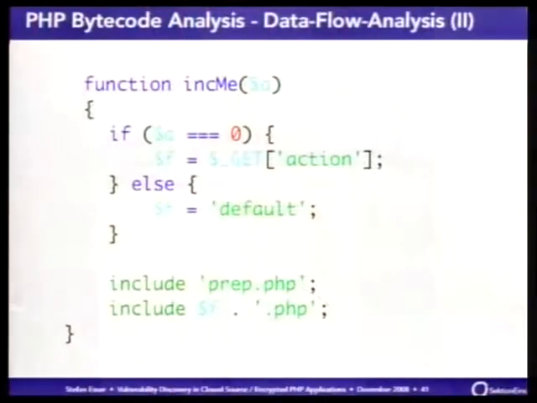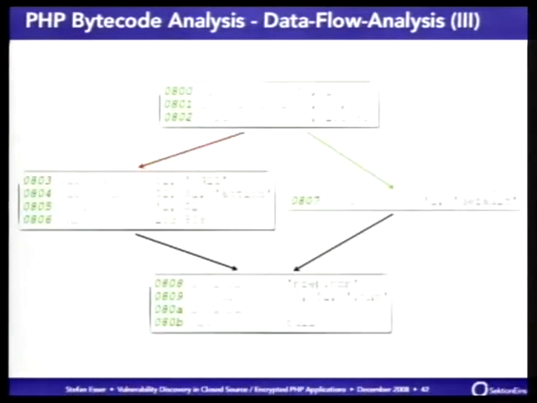For this, I have a very simple PHP function that consists of a simple if condition, and one time it includes a constant string and one time it includes a string that could be influenced by user input, depending on the input to the function. When you compile this, you will end up with this bytecode. When you look at the bytecode, you already see that the opcodes are obviously very high level, so you can actually recreate the source code from this in your head, if you're crazy.